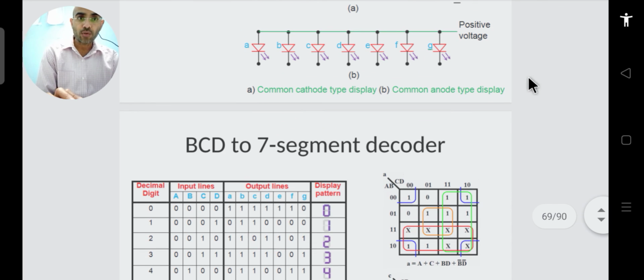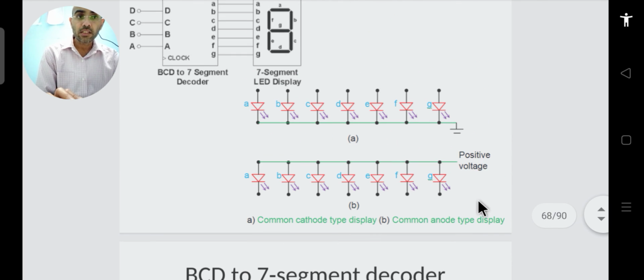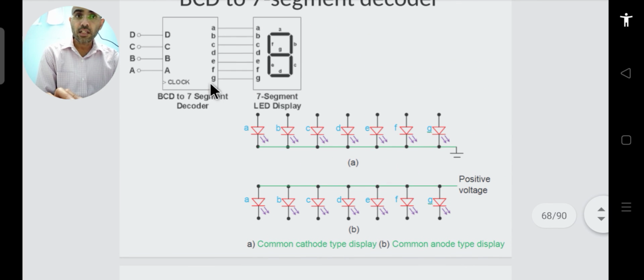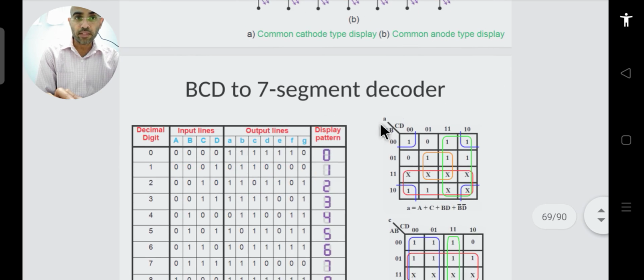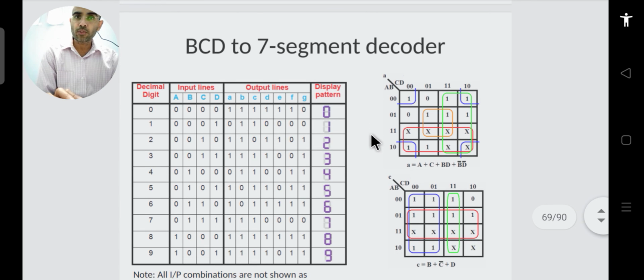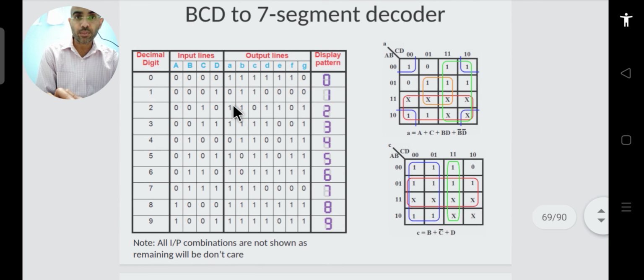So how do we make a circuit which can convert a BCD number to this display? We have to implement a circuit which is called a BCD to 7-segment decoder. How do we implement it? First of all, the very first step is to write the truth table. We have a number in BCD which is written from 0 to 9. You can check it.